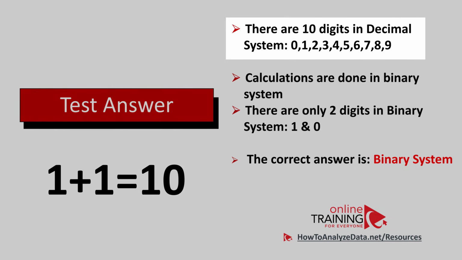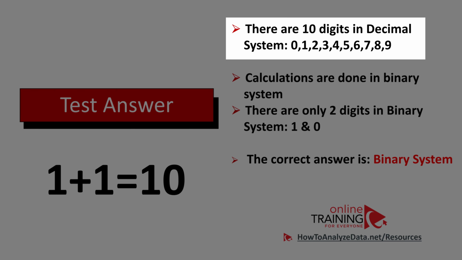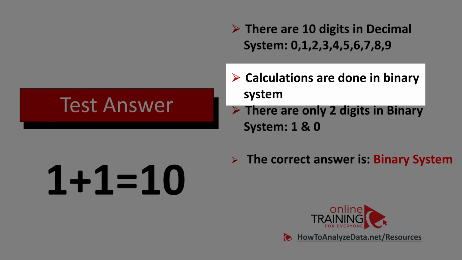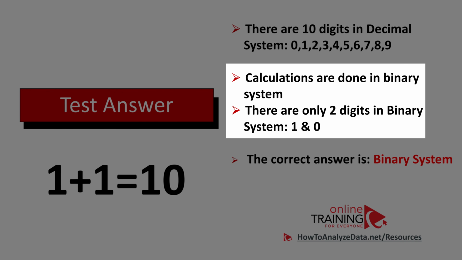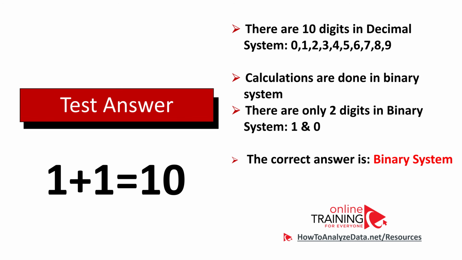Typically, when we do calculations, we use 10 digits in the decimal system. We use 0, 1, 2, 3, 4, 5, 6, 7, 8, and 9. But here, calculations are done in the binary system, and there are only 2 digits in the binary system, 1 and 0. So what happens when you add 1 plus 1 in the binary system? What looks like 10 in the decimal system looks like 2 in the binary system. So the correct answer, this calculation is possible because of the binary system.